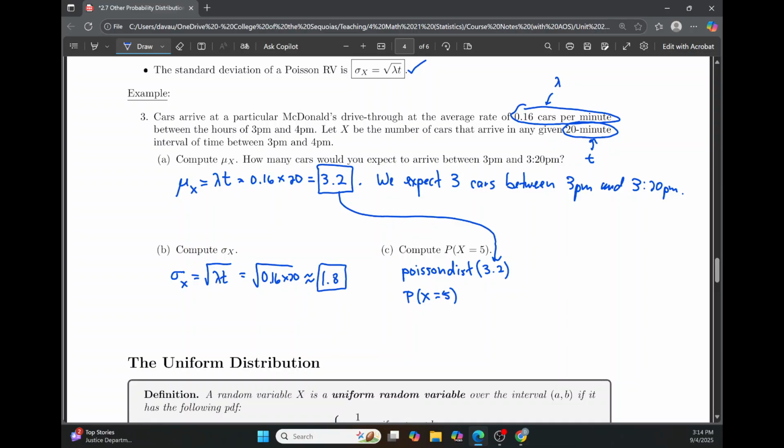But in order to find it, the way that we'll have to enter it into the Desmos calculator is as follows: we'll have to look for the probability x is between 5 and 5. That's how we'll actually enter it in. Let's head over to Desmos and take a look.